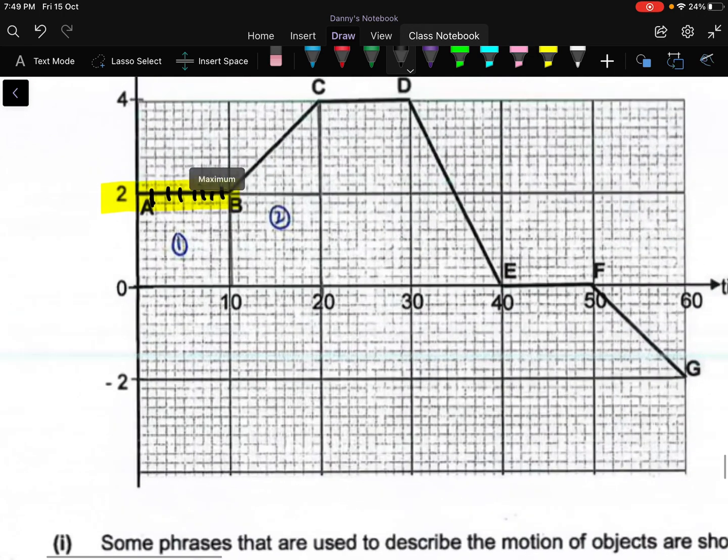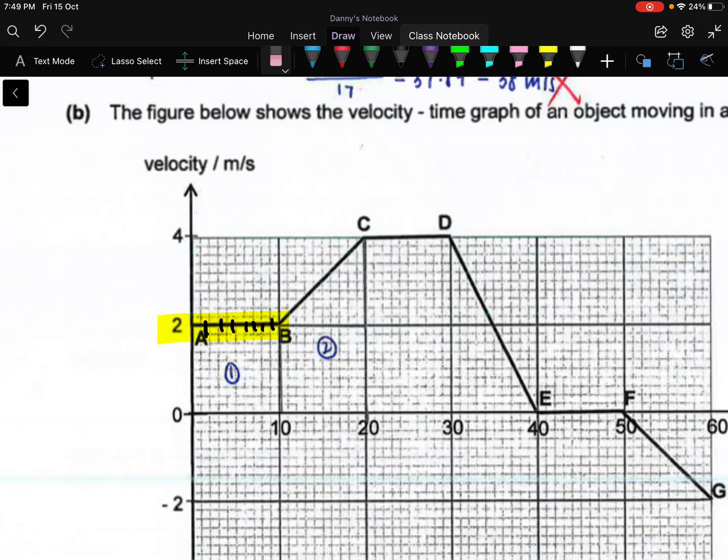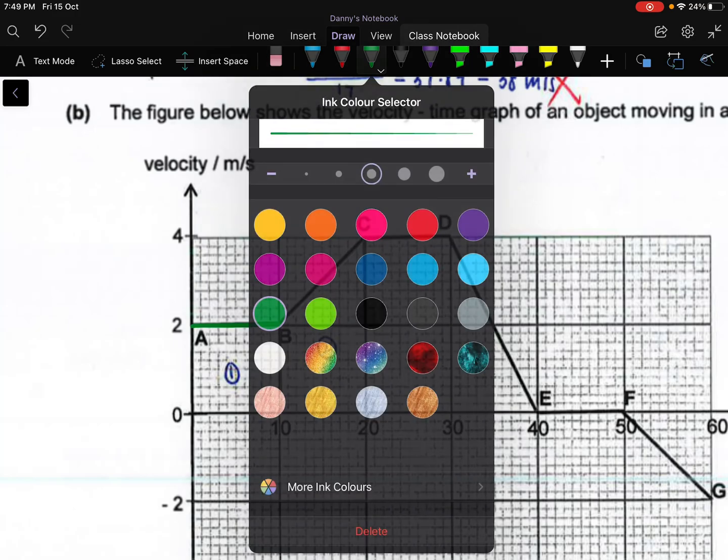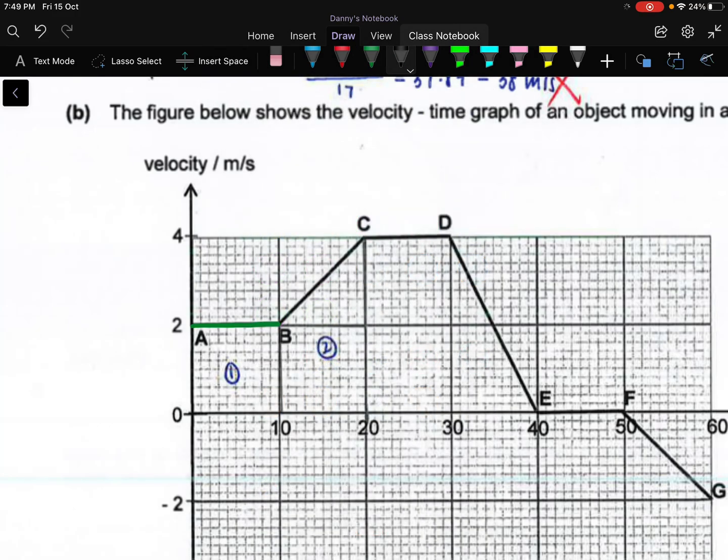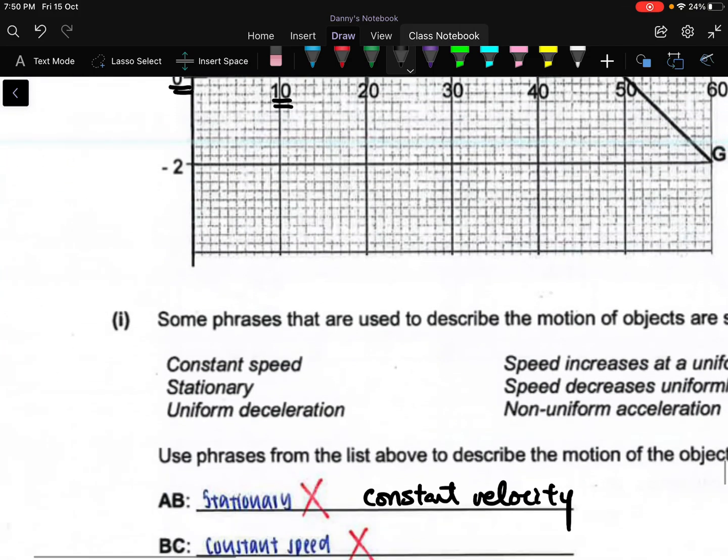It is not stationary. So if you see a flat line, a lot of you will think that, ding, my heart has stopped. No, this is not stationary. This is a mathematical graph. You read it as at time 0, velocity is 2. At time equals to 10, velocity is 2. So therefore, velocity remains constant. That should be how you read it, not by the shape of it.